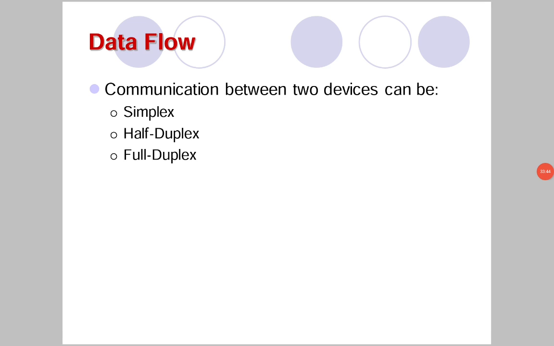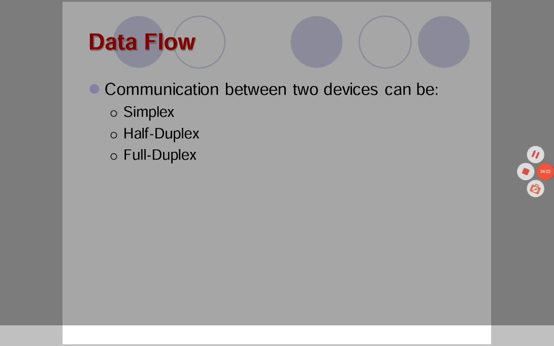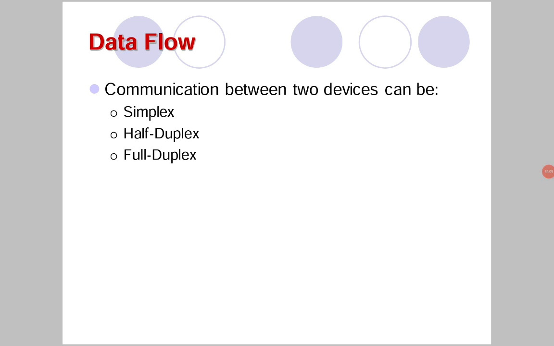So these are the 3 different types of data communication methods, or data communication modes. First one is called simplex mode or simplex method. Second one is half duplex mode or half duplex method. Third one is called full duplex mode or full duplex method.